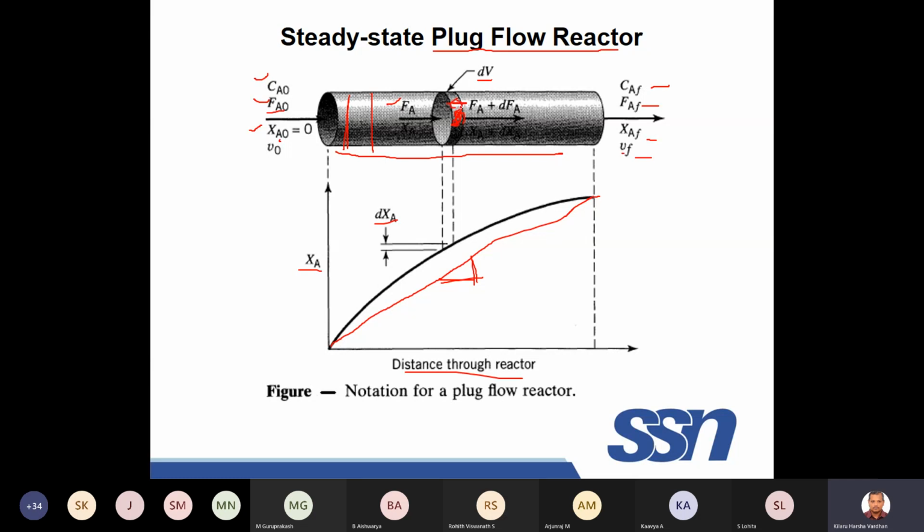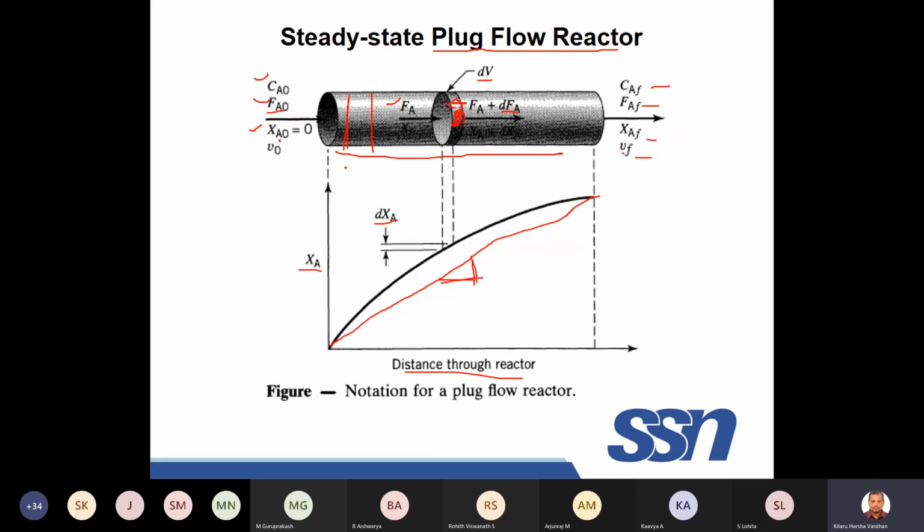length to travel. During that length, let the conversion change. That is nothing but dFA. That is the rate at which the conversion is changing in that small elemental strip. So FA is the molar flow rate initially. FA plus dFA is the outlet molar flow rate from this elemental disk. So using this, we will substitute in the design expression, or you do a mass balance, then what will happen? You get a differential equation.